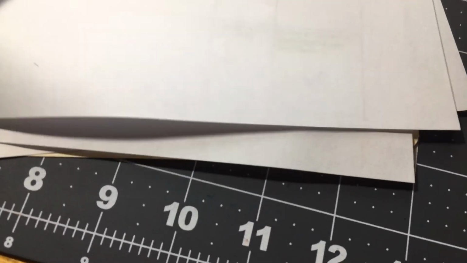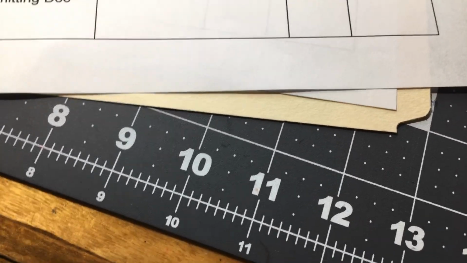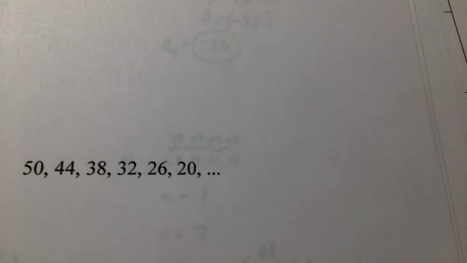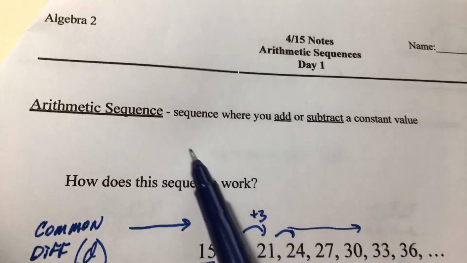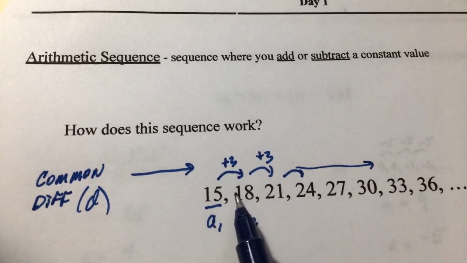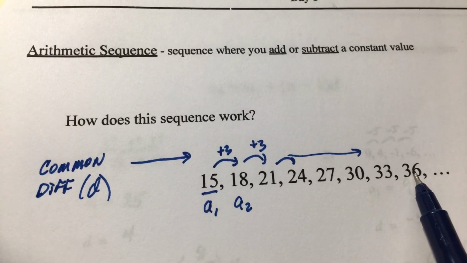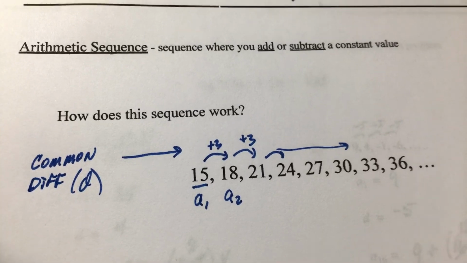Let's take a look at today's stuff real quick. Give you a little deeper explanation for today. Today it's all about one specific type of pattern, and that's the arithmetic sequence where you're either adding or subtracting a constant value. Like this example we had here, we're adding 3 all the way across. That doesn't change.